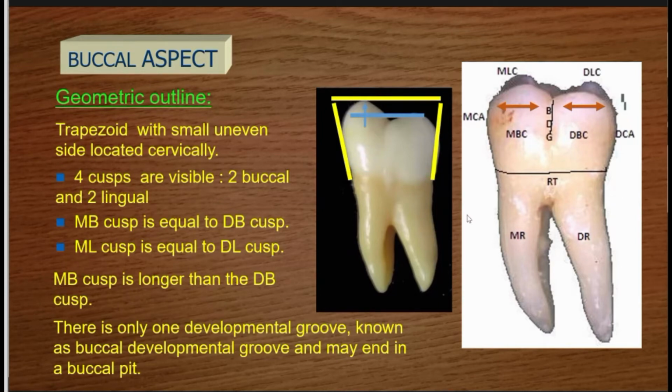There is only one developmental groove, known as the buccal developmental groove, and it may end in a buccal pit. This is the buccal developmental groove in between the 2 cusps, and there it usually ends with a small pit. This is the direction of the roots. Roots are usually a little bit distally inclined and a little bit convergent together.